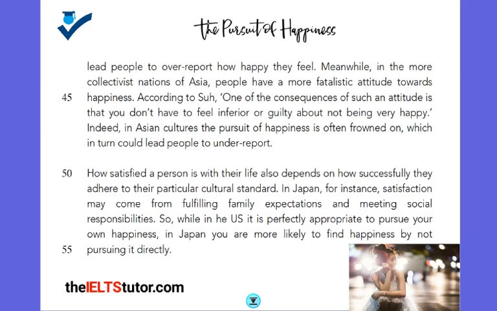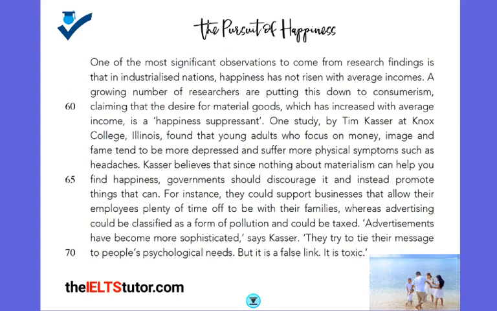Okay, so we've got something to do with satisfaction related to how successful people are, measured to their particular cultural standard. So here, satisfaction relates to family expectations and meeting social responsibilities. So here we have something to do with happiness, not really so much wealth and consumerism. And then we have the next paragraph here, paragraph 7.